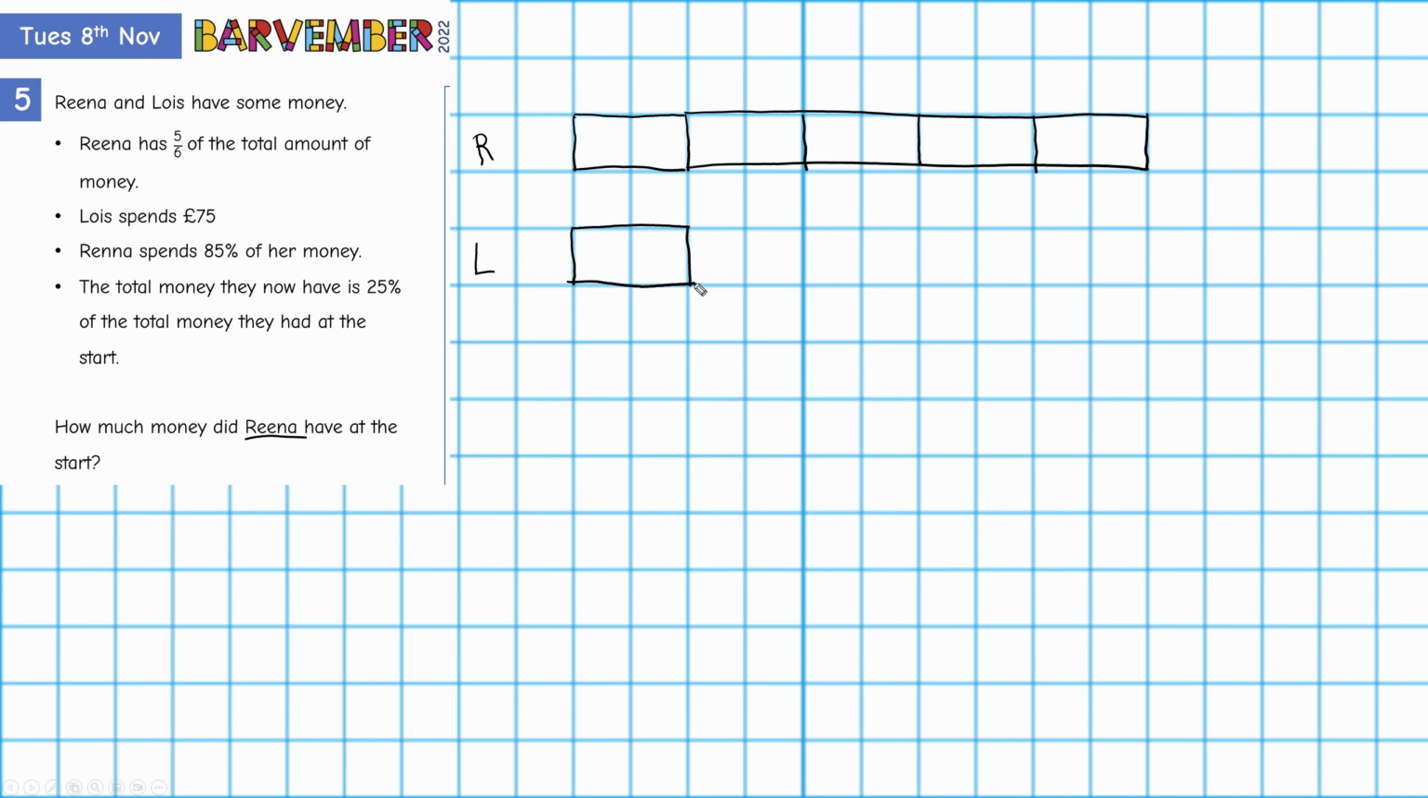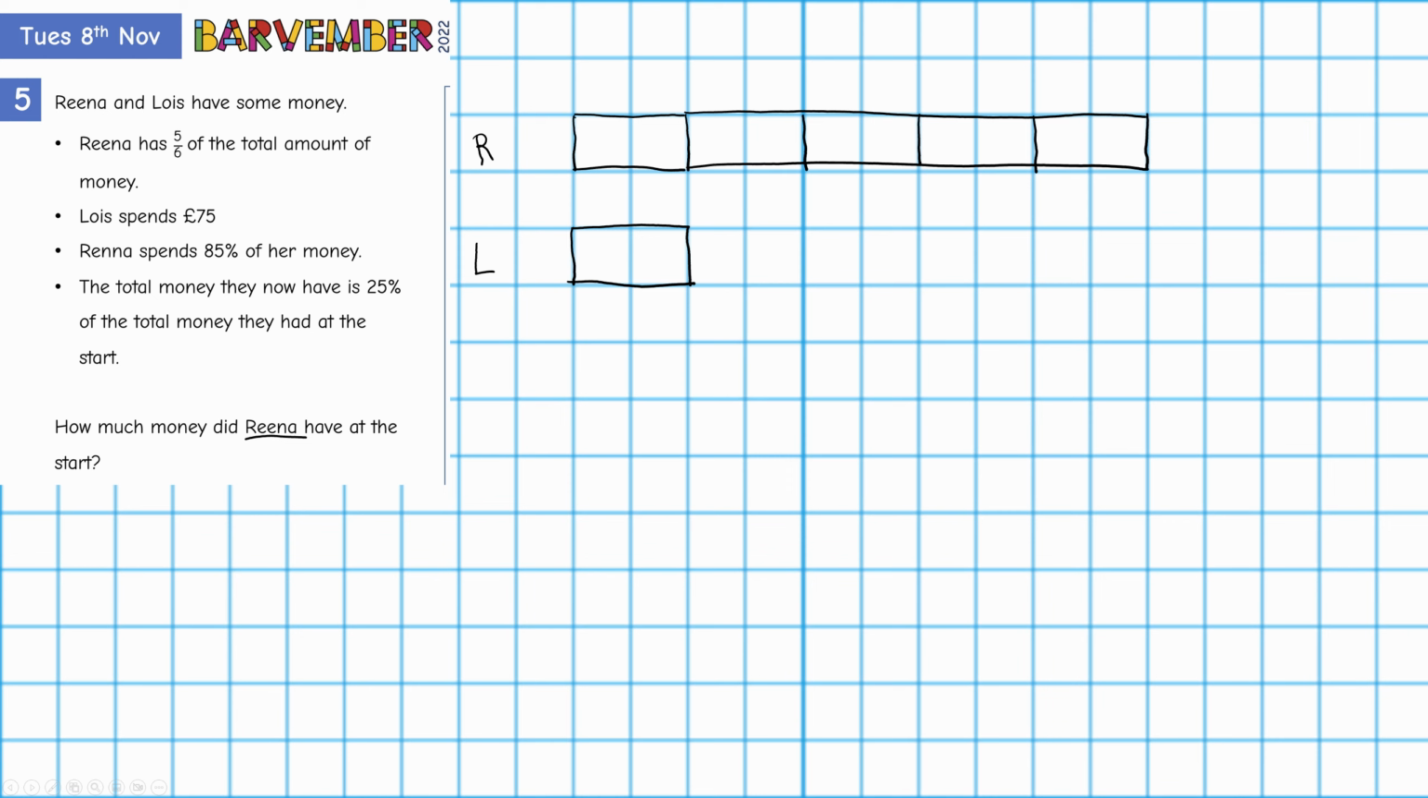Okay. Now, I've made them bigger because I can see that I'm going to have to be dividing them. We're then told that Lois spends £75. Okay, well, I can't do anything with that piece of information at the moment because I don't know how £75 relates to this sixth, this part that I have here. But we're told that Rena spends 85% of her money. Okay, so what parts do I have here? So I've got 1, 2, 3, 4, 5 parts.